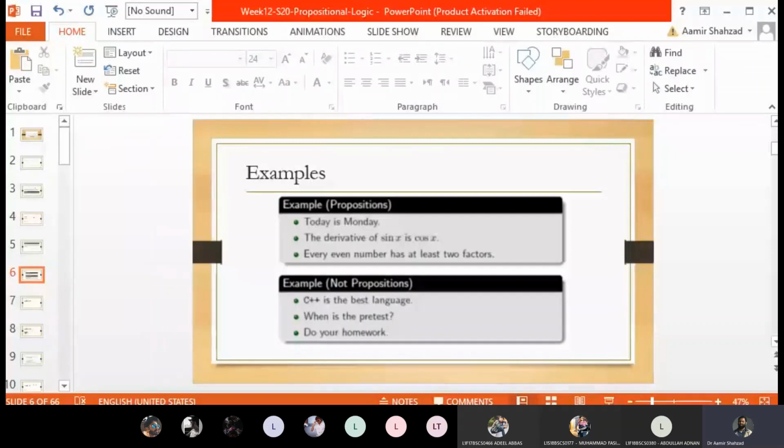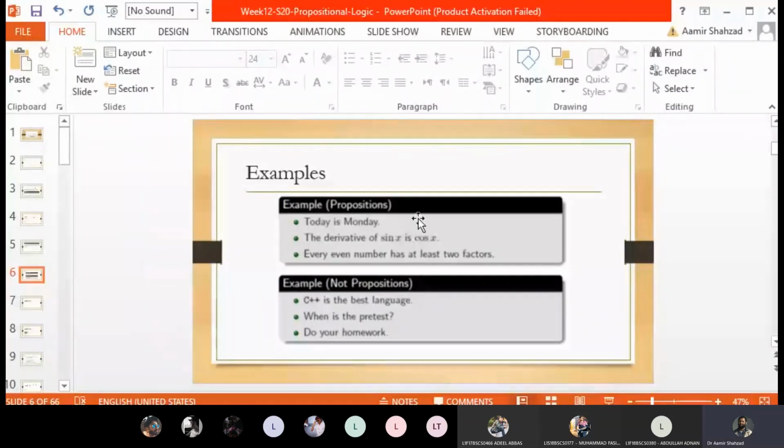जब every का लफ्ज़ use हुआ, it means each and every even number without any exception has at least 2 factors. ये statement ये कह रही है. लेकिन we have got some exceptions, so this statement becomes false. It is a proposition, it's a false proposition. The answer is false. So this is a proposition, but this is a false proposition.